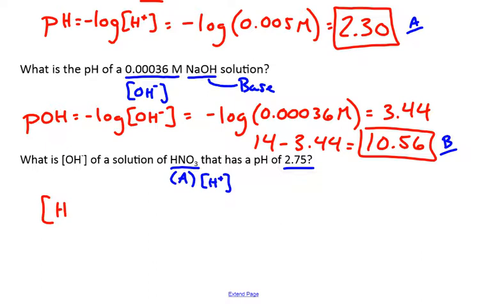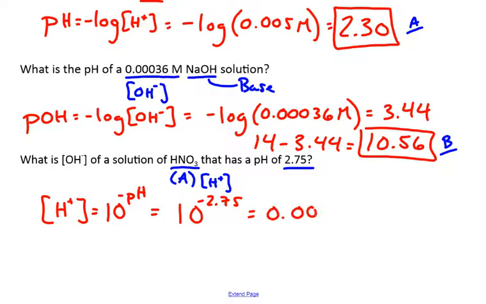This is the hardest problem on here. So this is what I need. Okay, so I take 10 to the negative 2.75. Please make sure you try this on your calculator. This is the hard one. It's second log, and negative 2.75. You're going to get a small number. That's H+.